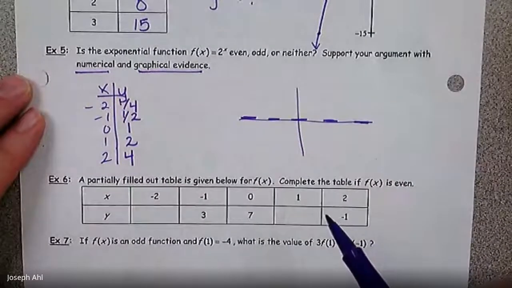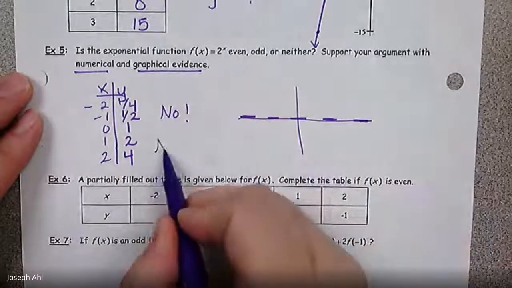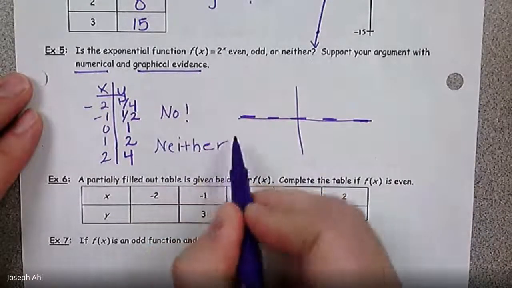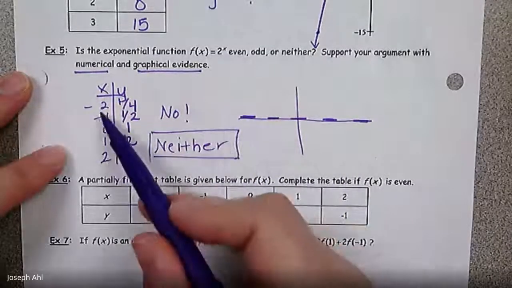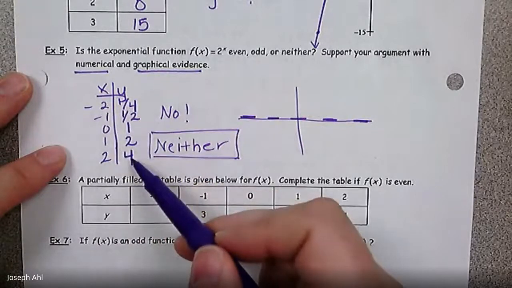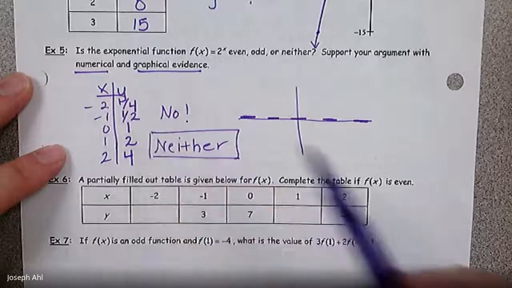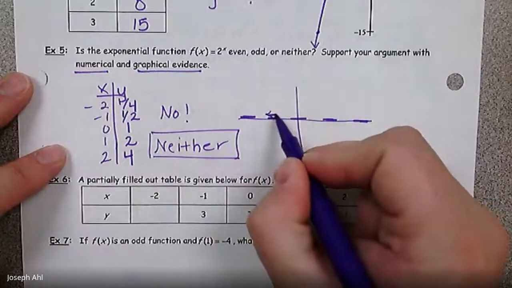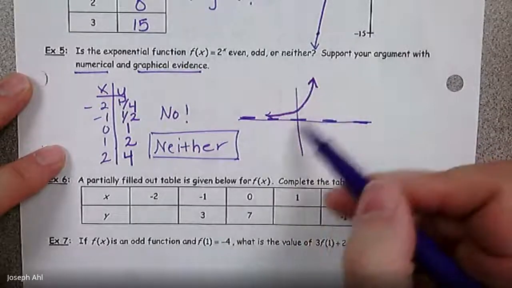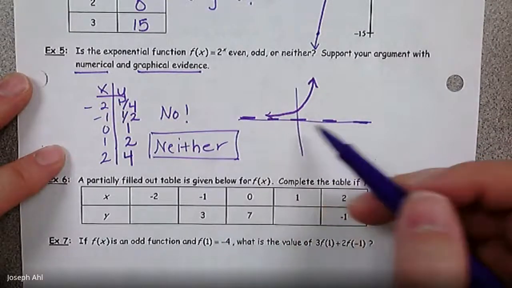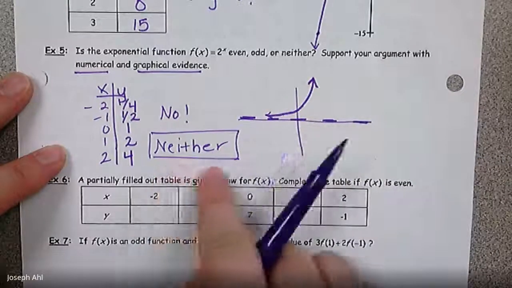And the answer, hopefully pretty quickly for you, is no. This is neither of the two. It's not even, it's not odd. When I plug in x and -x, we don't get the same y values. x, y doesn't go with -x, -y. If you were to plot this function 2 to the x, I'm hoping you remember it looks like this. Definitely not symmetric about the y-axis, definitely not symmetric about the origin. So because of all of those things, we're not classifying this as even or odd. It's neither of those two.